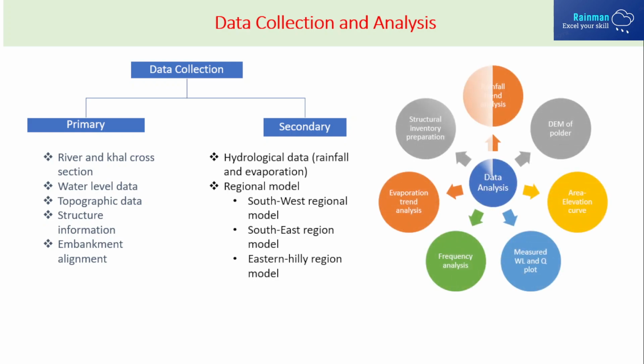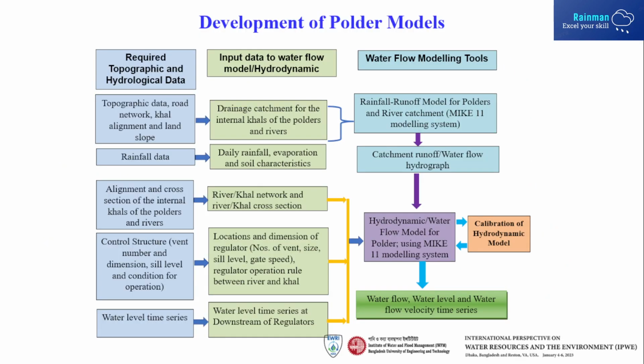And after collecting data, we had to do a lot of data analysis for the study purpose, like rainfall trend analysis, maybe elevation curve, DEM of polder, and structural inventory preparation, frequency analysis, etc. These are the parts of the study. So this is the simple flowchart of our modeling work.